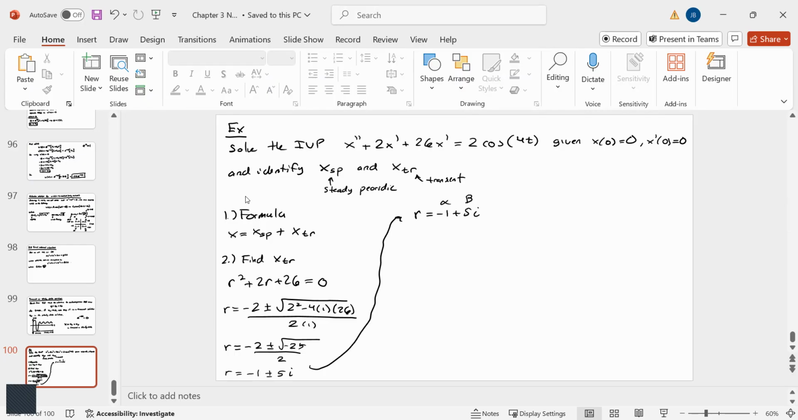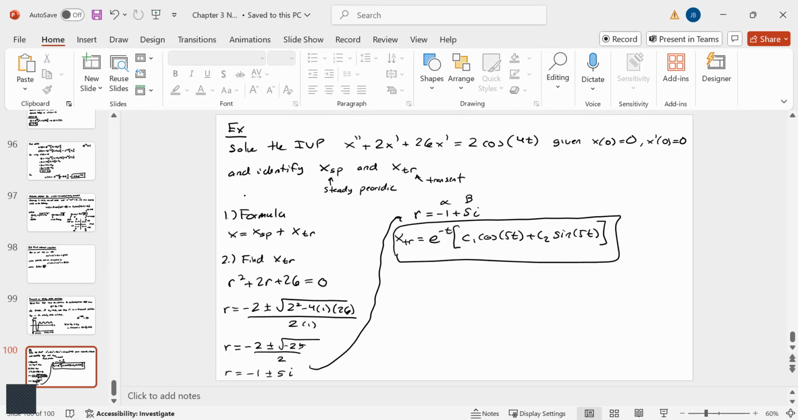That's alpha, that's beta. So then the transient solution is going to be equal to e to the -t (C1 cosine 5t plus C2 sine 5t), like that. You can't solve for C1 and C2 yet because you need the particular solution to do that. But I have found my transient solution, right? Got the first part of the answer. Now, again, got to solve for C1 and C2 later, but that's the basic idea.